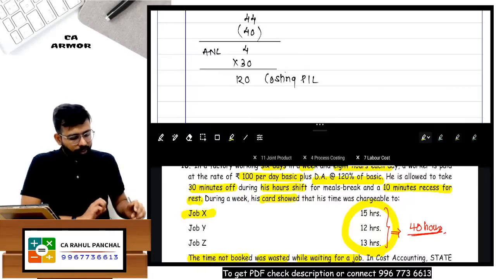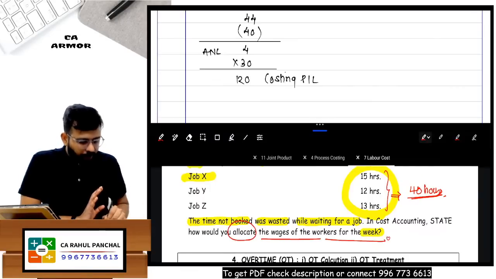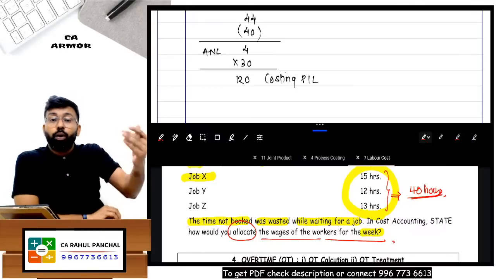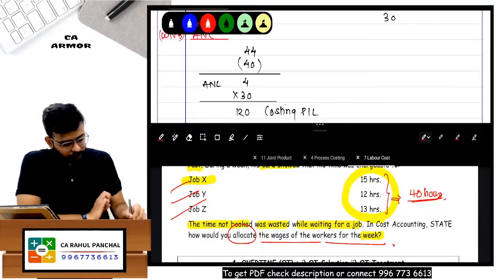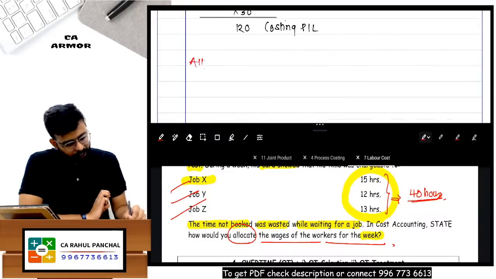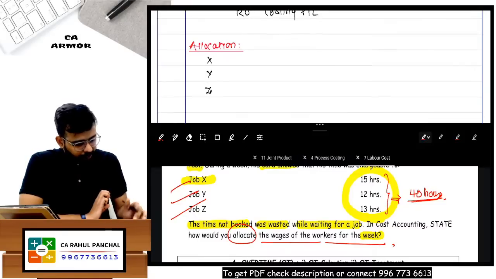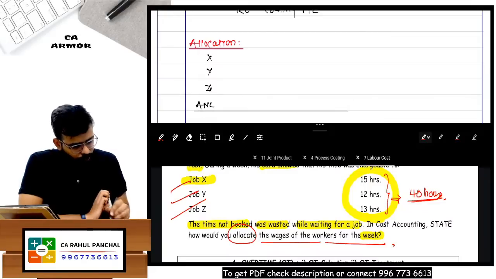And then guys, you will make one statement at the end. They are asking, how will you allocate the wages of the worker for the week? Whatever payment you have made to your worker, how will you allocate between X, Y and Z? So now there is a statement which is the allocation one, which is the main answer they are asking for. So sir, let's write allocation. You will say job X, Y and Z, and then there is abnormal loss, which is transferred to costing P&L.